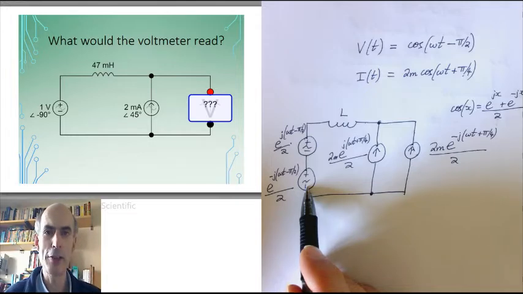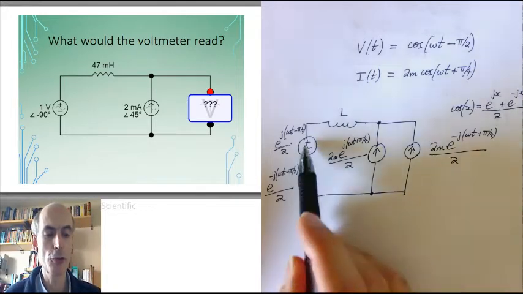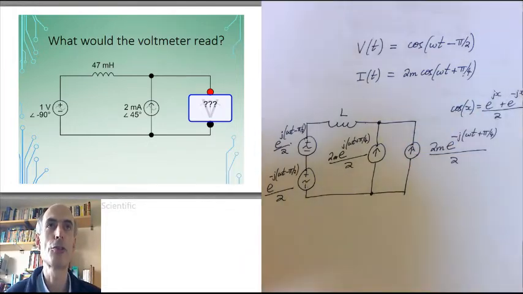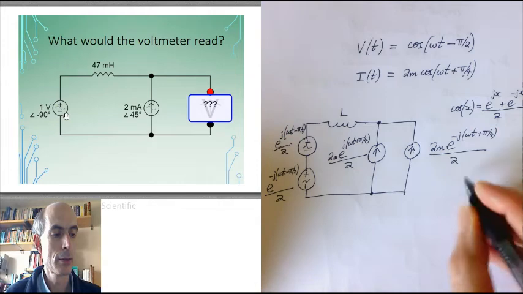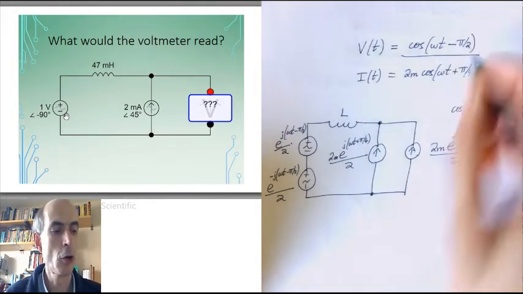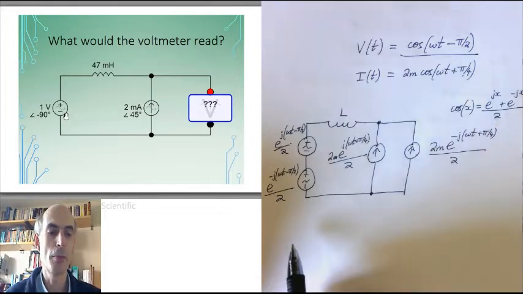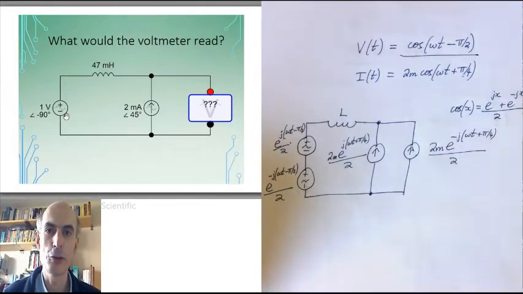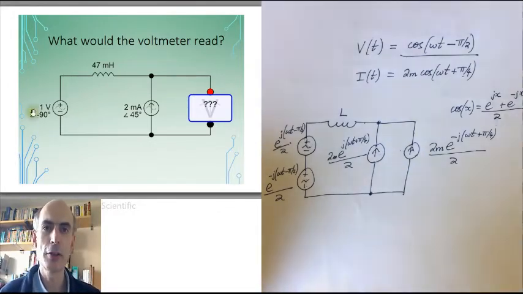So we could immediately say that the contribution of the two voltage sources to the voltage across the current source, the one that would be measured by the voltmeter, is just equal to the voltage source itself. So my first contribution is just cosine of omega t minus pi over 2. That's the contribution of both of these cissoidal voltage sources. For the current sources, things are a little harder.